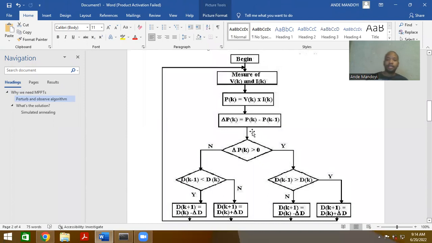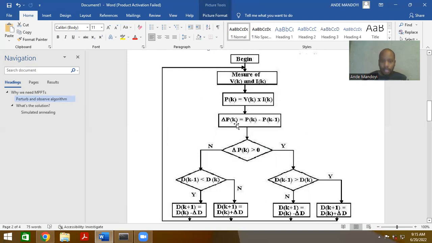Voila. Right. So what we want to do in this perturb and observe algorithm is we want to measure the voltage at state K and the current at state K. What this means is we want to measure the voltage right now and see what it is, measure the current and see what it is. Then we calculate the power based on these two parameters, right?